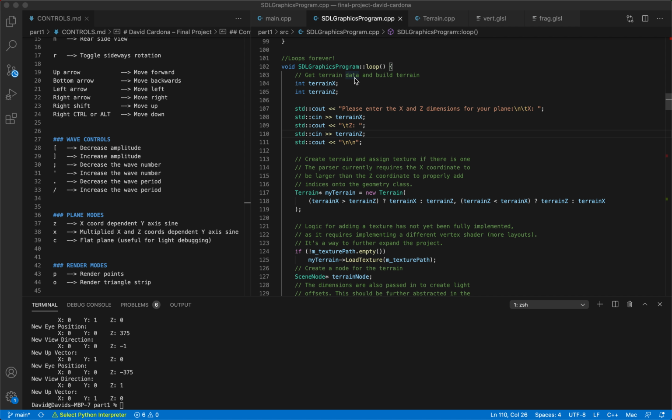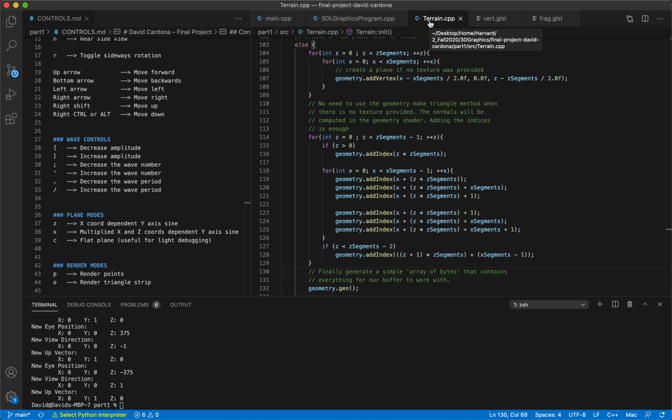The first thing that happens is that the user will be prompted for the dimensions of the plane that they want to render, and then the parameters are passed. The conditions simply ensure that the largest value is passed in as the first parameter, and the smaller value as the second parameter, which helps the parser.